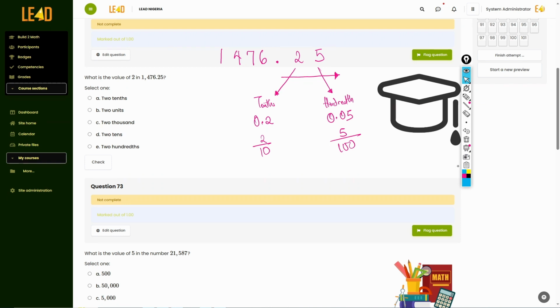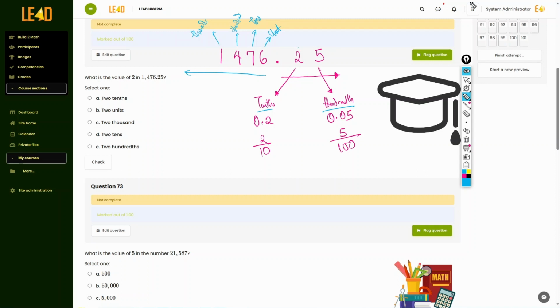Let me emphasize this again. To the left, we read our whole number place values: units, tens, hundreds, thousands, and so on. But then to the right, we read tenths, hundredths, thousandths, ten thousandths, hundred thousandths. So we have to go and learn our place value notation.